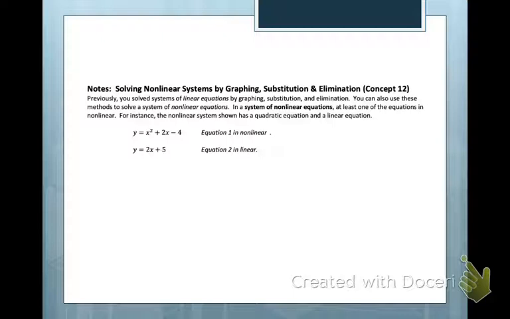You can also use these methods to solve a system of nonlinear equations. In a system of nonlinear equations, at least one of the equations is nonlinear, for example, maybe a quadratic. If you look at the system below, the nonlinear system has a quadratic equation and a linear equation. Equation 1 is nonlinear, it's quadratic, y equals x squared plus 2x minus 4, and y equals 2x plus 5.